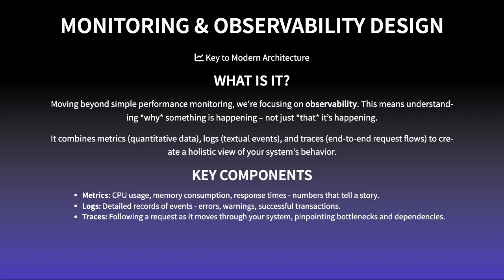Okay, let's talk about monitoring and observability. It's a really crucial piece of modern IT architecture. We're going beyond just knowing if things are running, like checking CPU usage or memory. Instead, we're aiming for observability, which means understanding the why behind issues. This involves gathering 3 key types of data. Metrics, those are your numbers that show trends, logs, detailed records of what's happened, and traces, which are like following a request as it travels through your entire system to help find exactly where problems are occurring.